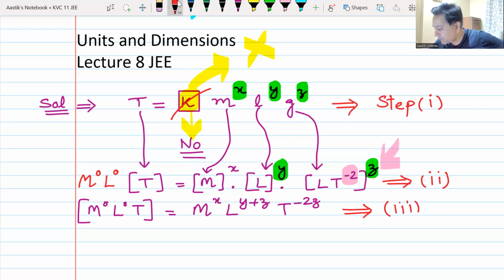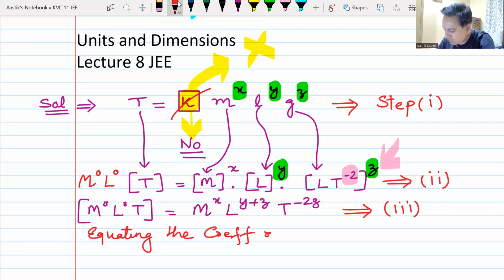Now can you do the next step? What will be the next step? No idea? No one has any idea? I will equate the coefficients because I have to make them equal. Equating the coefficients of, let us say, mass m. Let us first do mass m.